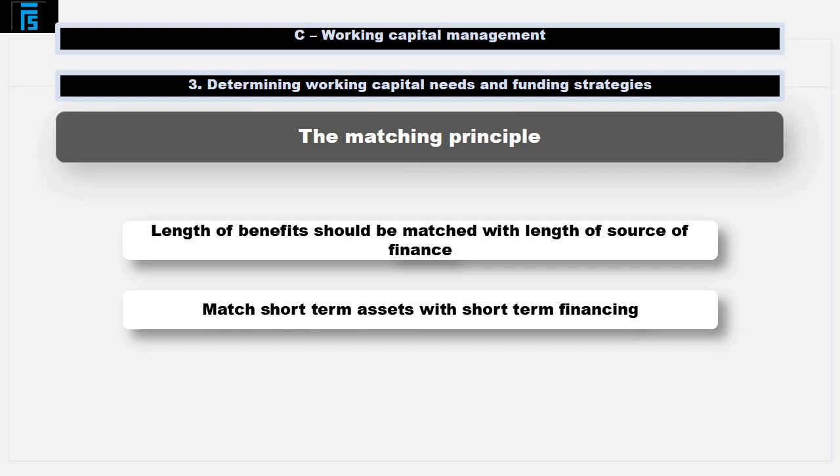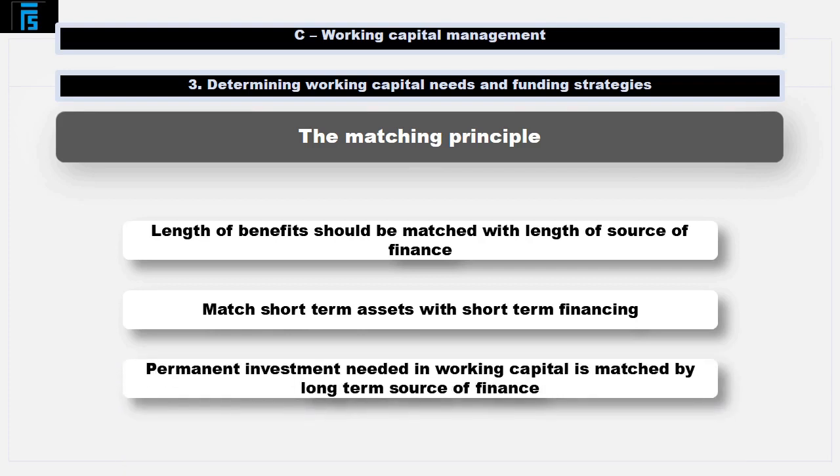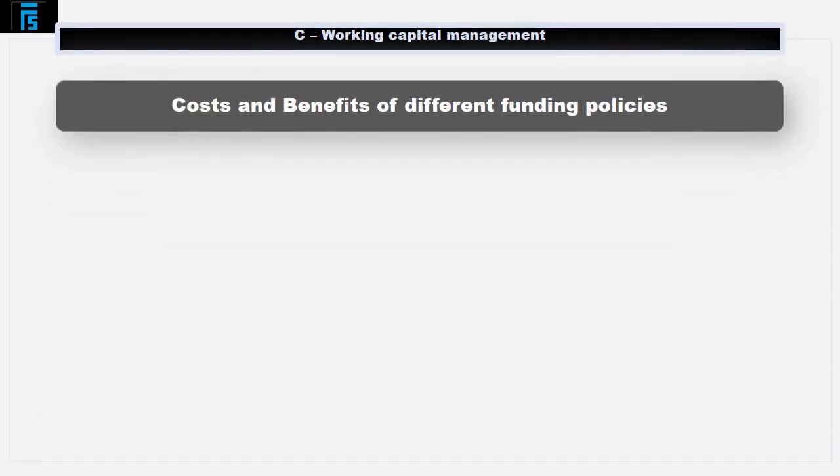The permanent investment needed in working capital under the matching principle is matched by a long-term source of finance. This can be a little confusing, as inventory, etc. are short-term or current assets. However, this consistent investment is long-term. Although the inventory might change and the assets themselves may change, it is a long-term investment.